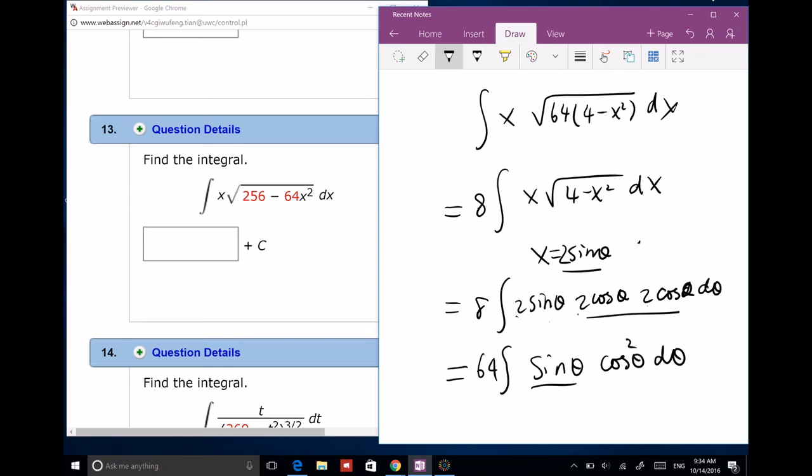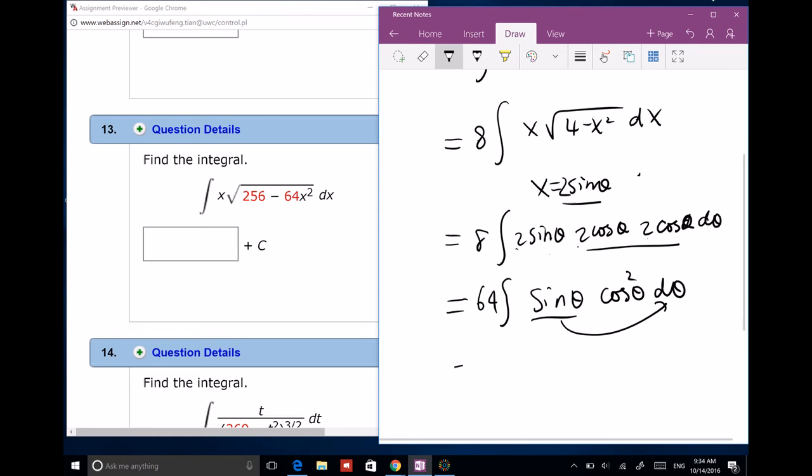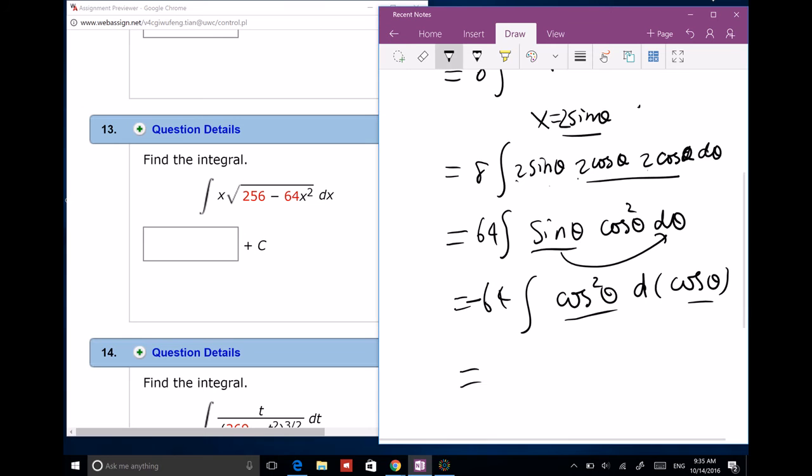I will put this inside this. So 64 cosine theta square d of cosine theta, but I have a negative. Okay, then this is u cube, u square over 2. This is u cube. So the answer is negative 64 cosine theta cubed over 3 plus c. So change the theta back into x. That's it. Okay.